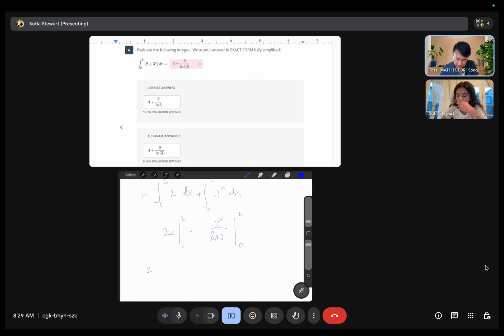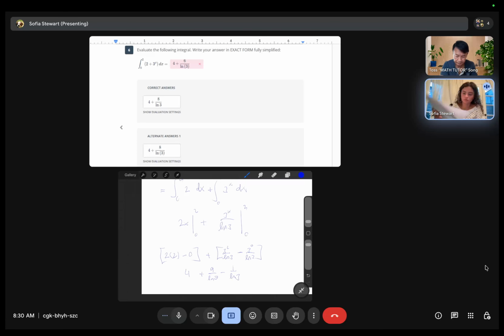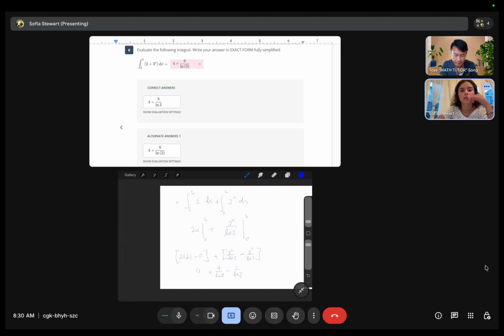Right, so let's do it. It's going to be 2 times 2 minus 0 for the first one, plus 3 to the second power over ln 3 minus 3 to the 0 power over ln 3, and then simplify. So this would be 4 plus 9 over ln 3 minus 1 over ln 3. You have common denominators, so that's 4 plus 8 over ln 3. Okay. All right. Next one.